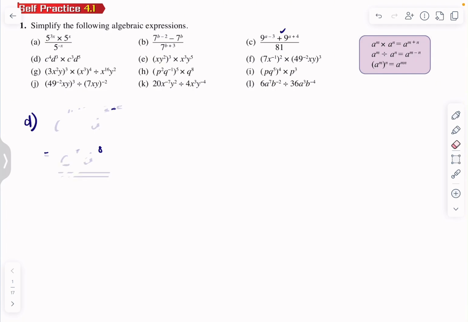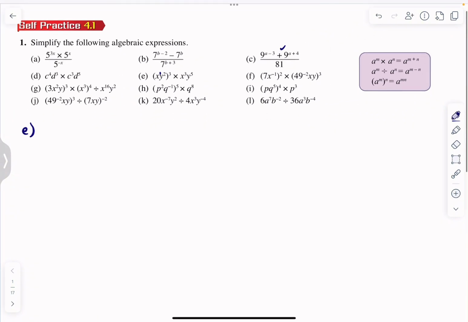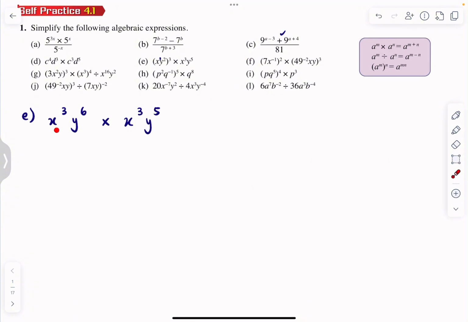Alright, let's look at E. E we have to expand first. Using the third rule, when you have powers next to each other, you just have to times them. So this is x power 1. Power 1 means if you expand, it will become x cubed y6 times x3 y5. Then we can add the powers. For x, 3 plus 3. 6 plus 5 will be 11.